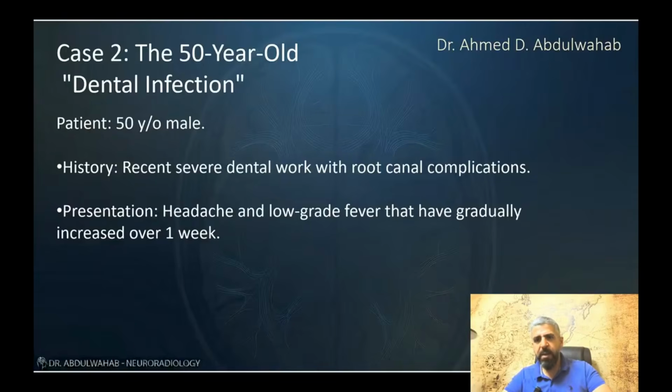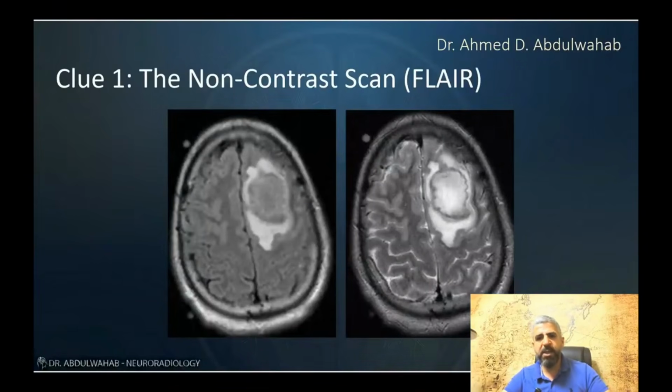that have gradually increased over 1 week. Clue number 1, the non-contrasted scan, the FLAIR and the T2. Look here. Here we go. Ring lesion number 2. In episode 1, we learned that GBM has thick walls and metastasis is usually multiple. Look at this ring. It has a bright center and a huge vasogenic edema. What's the next scan or sequence you want to see?